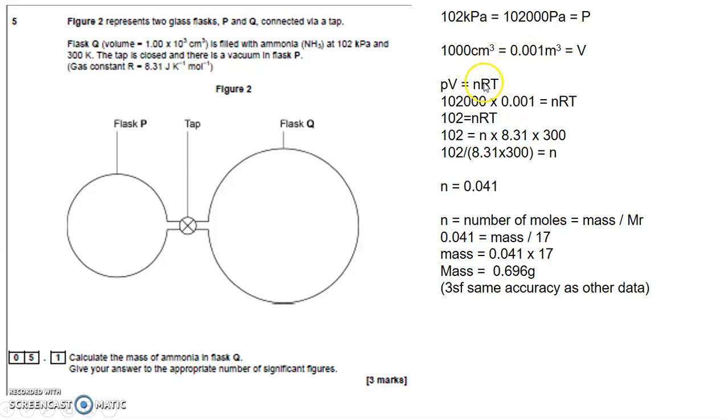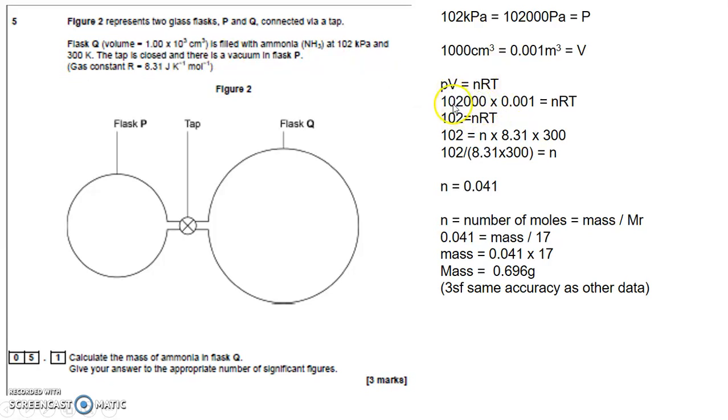That's my volume now. N I don't know. I think that's what I've got to find out: the mass of ammonia. If I find N, the number of moles, I can probably find the mass from that, especially if I know the MR of NH3. R is the gas constant, I've got that. T is the temperature in Kelvin. It's already in Kelvin. If it was in degrees C, I'd have to add on 273, but it's already in Kelvin, so that's 300.